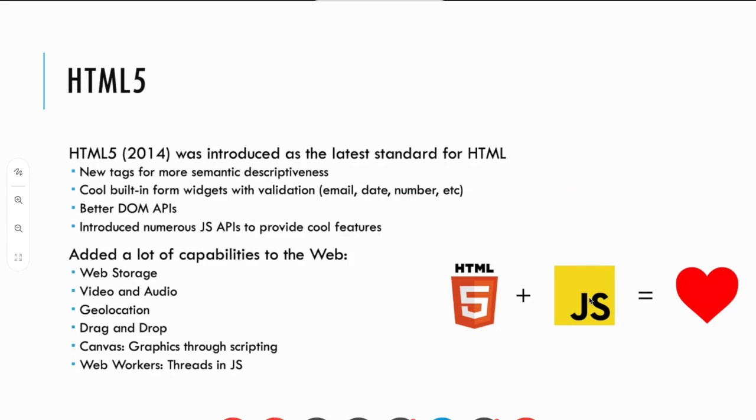Then it was also possible to natively embed video and audio in HTML5 without using Flash. It was also possible to get the geolocation of a user. It was also possible to drag and drop content from within your website. And then there are two other major things that happened. The first one was that it was possible to draw graphics using scripting with the Canvas API. So you no longer needed to create images for everything. You could create images on the fly using JavaScript.